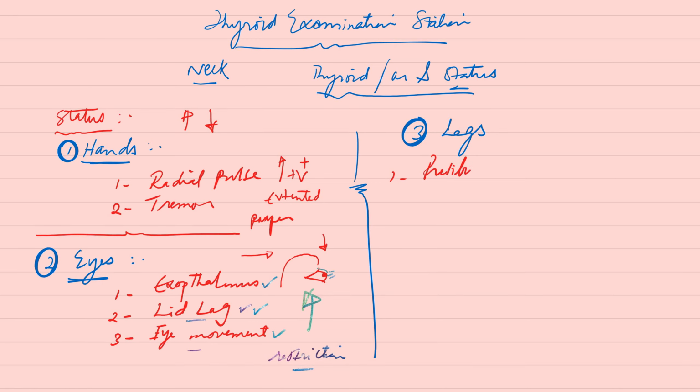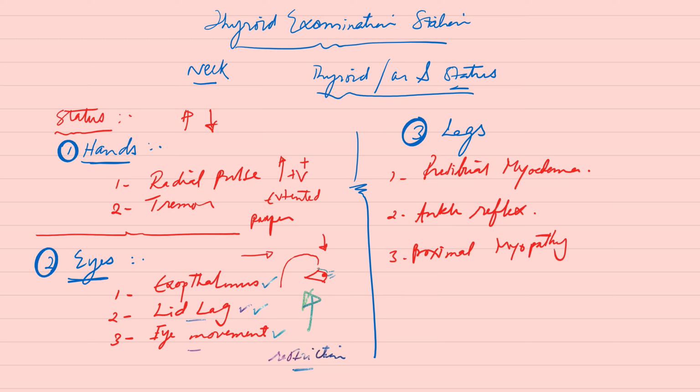Pretibial myxodema. Number two, you are going to examine for ankle reflexes. And number three, you are going to examine for proximal myopathy. So these are the 3 points that you want to examine in the patient in a thyroid status or a thyroid station. So let's go here for pretibial myxodema.